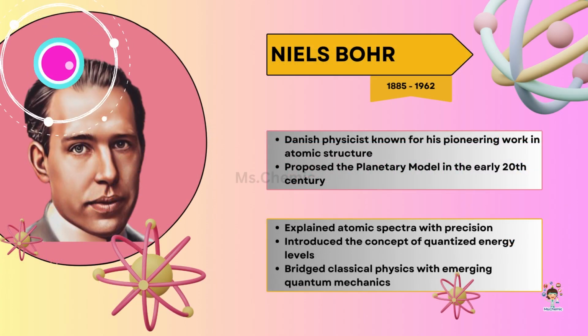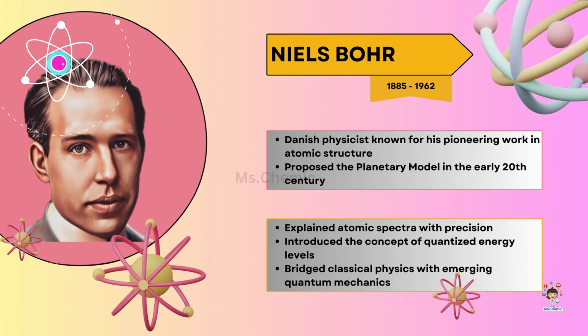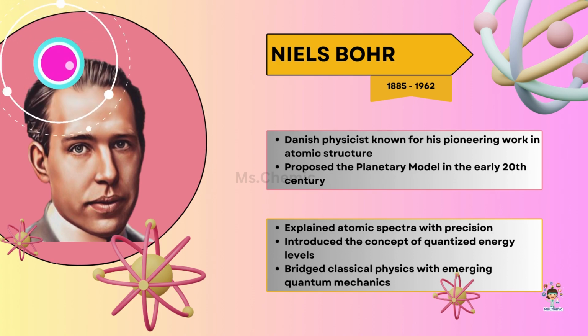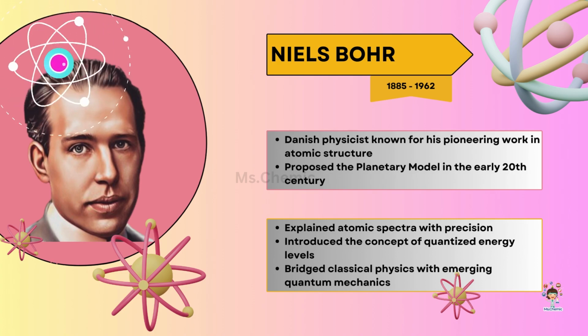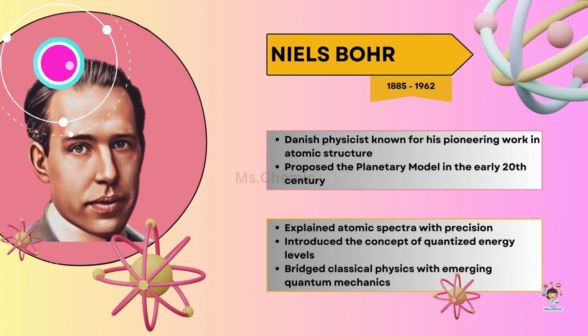Niels Bohr, Danish physicist known for his pioneering work in atomic structure, proposed the planetary model in the early 20th century. It explained atomic spectra with precision, introduced the concept of quantized energy levels, and bridged classical physics with emerging quantum mechanics.